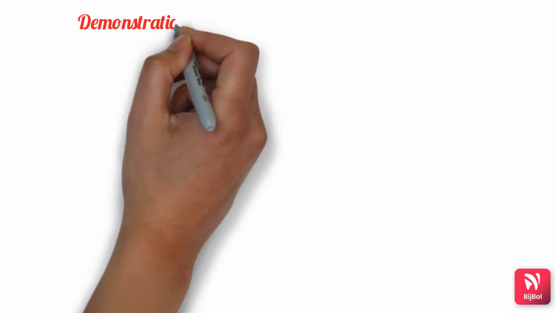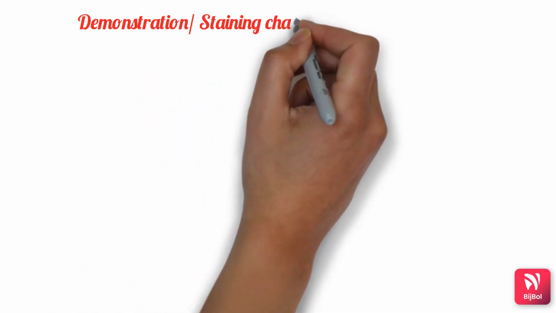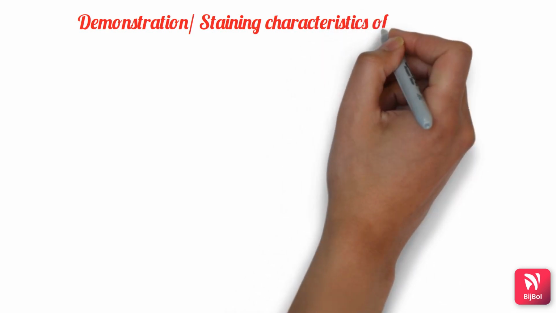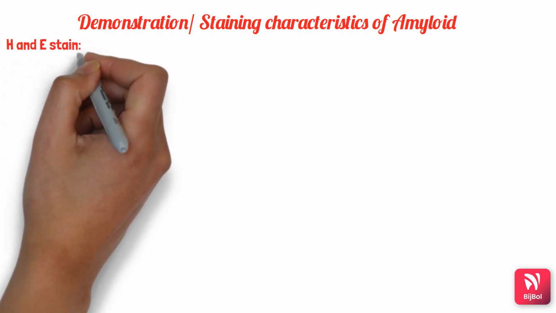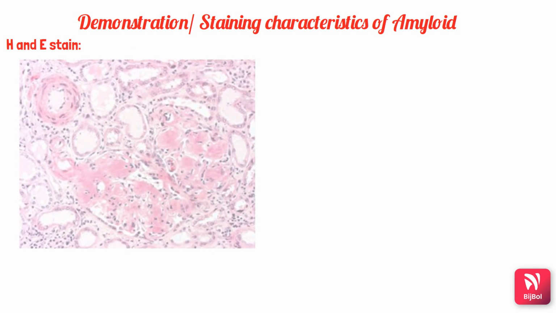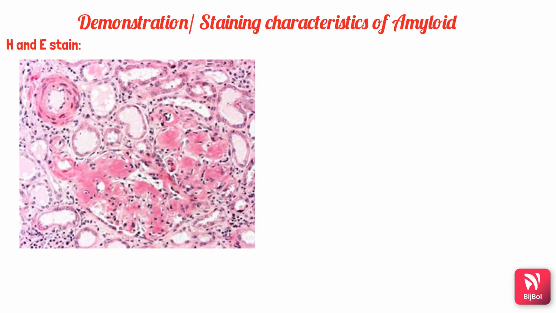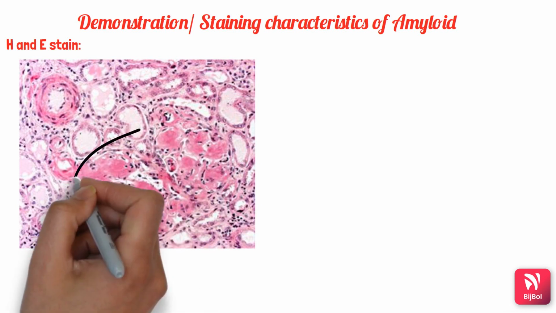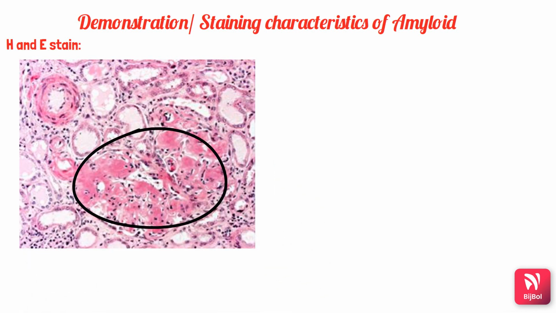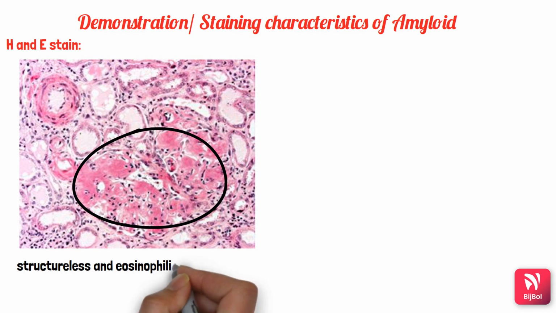Now let's see how to demonstrate amyloid. Whenever you see it under an H&E stained section, you might get confused and mistake amyloid for collagen or something. So how do we demonstrate it? In an H&E stained section, amyloid will be seen as extracellular material which is homogeneous and structureless, as you can see in the picture. It will be eosinophilic in color, a hyaline material, and most of the time it is seen in relation to blood vessels.